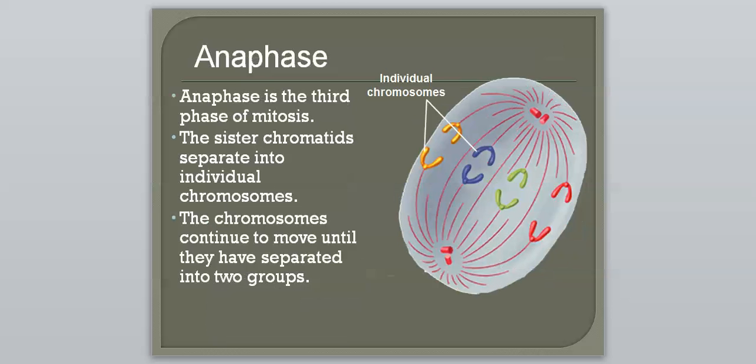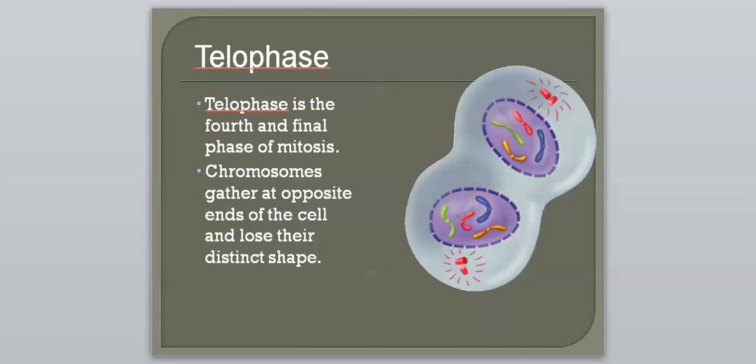They get attached there. In anaphase, our third phase, the sister chromatids, remember we said that chromosomes are made up of chromatids, separate into their own individual chromosomes, and they continue to move until they have separated into two groups. So during anaphase, the chromosomes get pulled apart into chromatids. That's what happens in anaphase. They move away until they reach the ends and get on completely different sides.